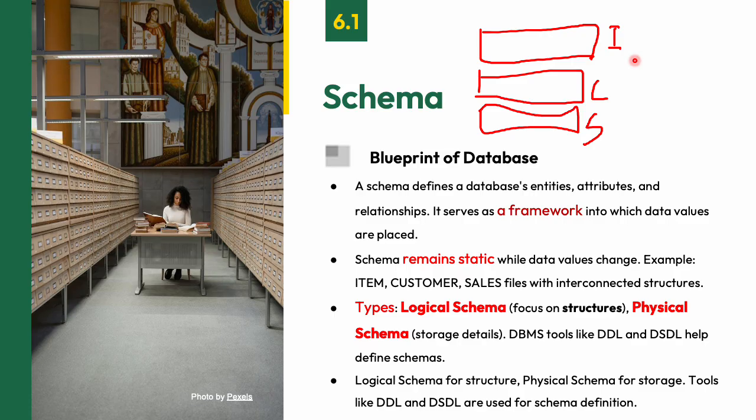So in summary, a schema is like a map, or we can say a plan, that helps to organize and define how data is stored and related in the database. It stays consistent even as the data itself changes.